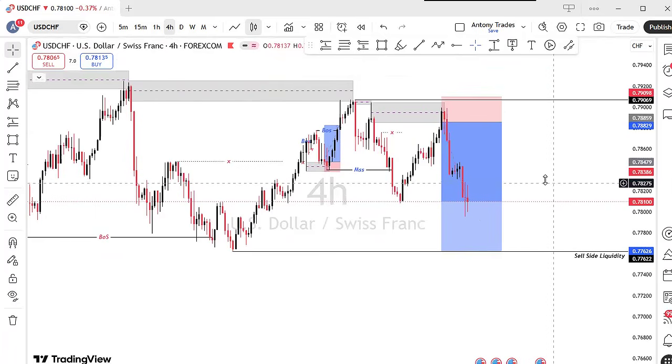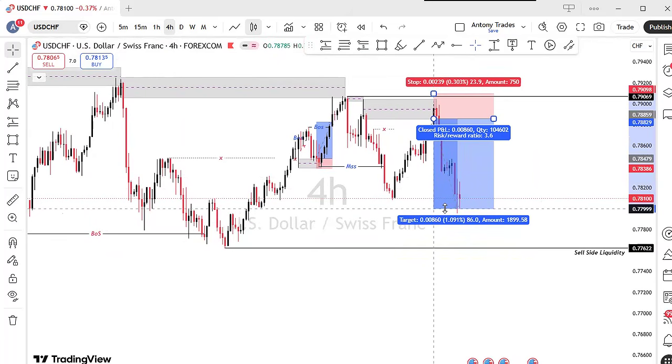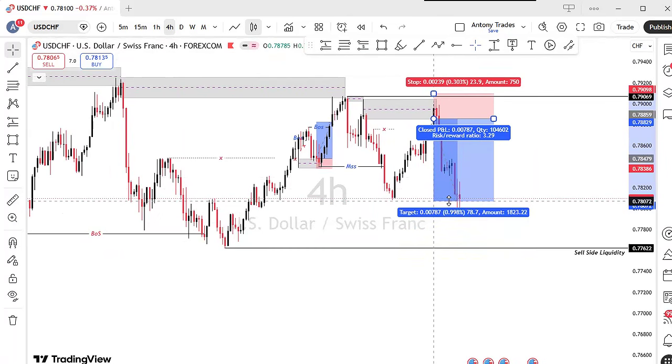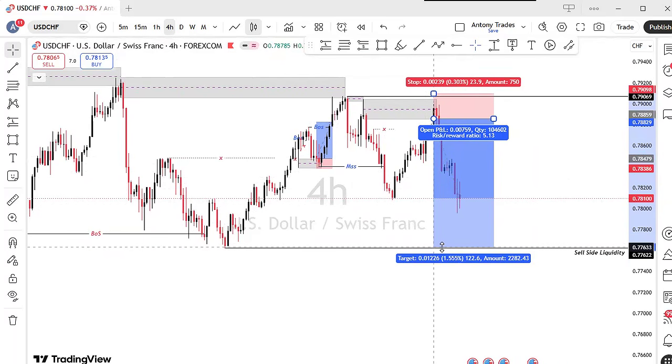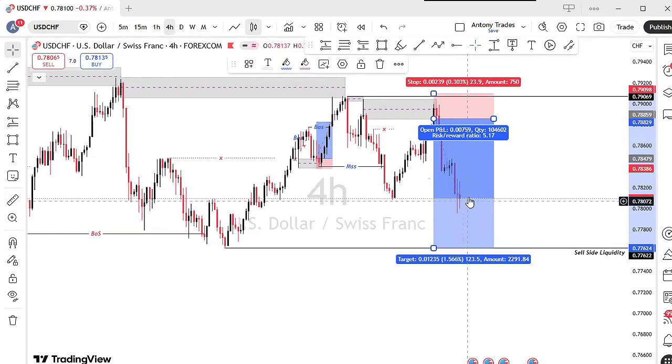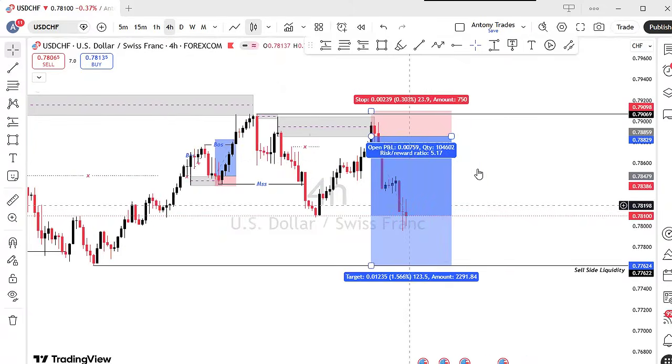So I'm still holding this trade, and you can see the trade has already run 1:3. If you wanted to take your partials around this area, you have already secured 1:3. But for me, I'm still holding this trade. I'm hoping once the market opens tonight, we're going to sell down and eat the take profit.